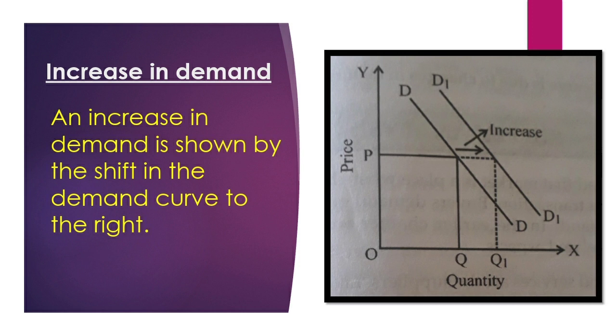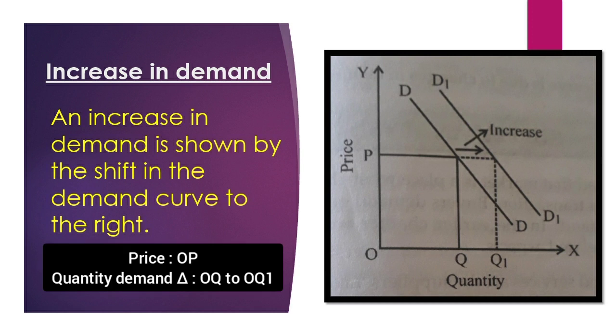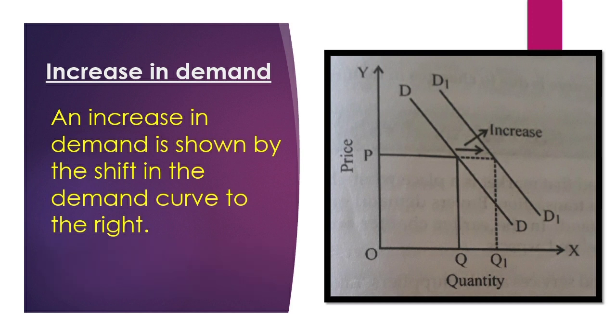An increase in demand is shown by the shift in the demand curve to the right. Now here you can see that the price is constant, that is OP is the price, but the quantity demanded still increased from OQ to OQ1. This is because of changes in the other factors that affect the demand, like maybe the income of the consumer might have raised, or the price of the complementary or substitute goods might have increased. The advertisement might have made an impact on the consumer, and therefore the consumer demands the commodity.